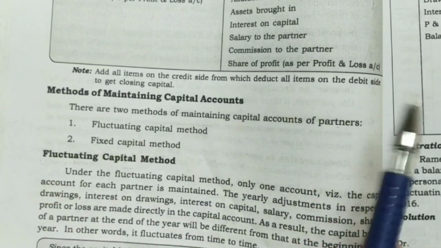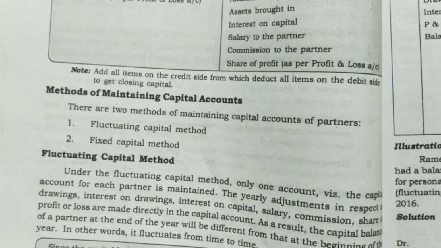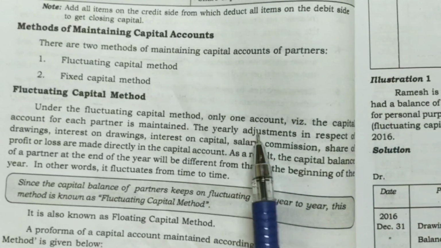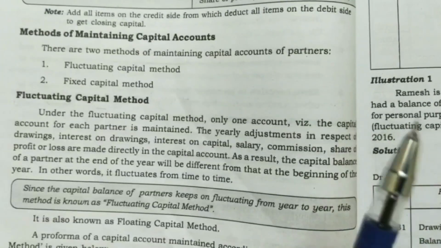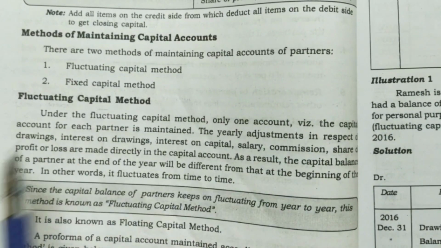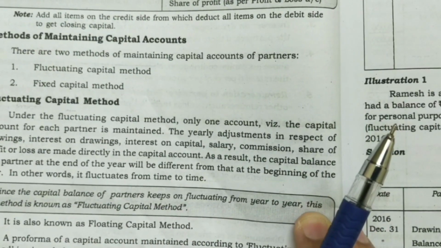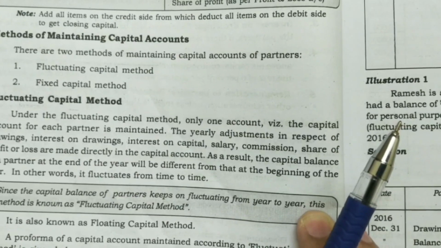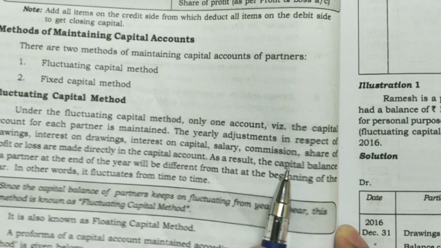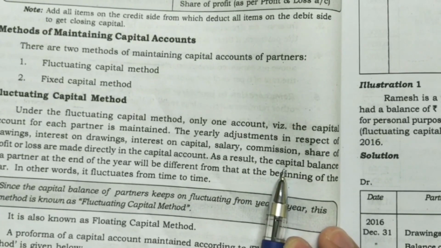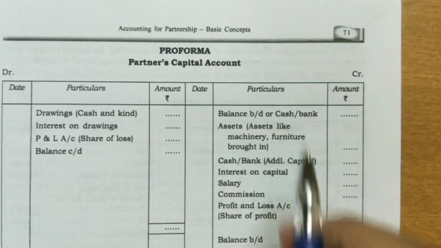So what is the feature of fluctuating capital method? There will be only one account prepared under this method. All adjustments such as drawings, interest on capital, salary, commission, share of profit and loss will all be shown under this one account. As a result, the capital balance of a partner at the end of the year will be different from that at the beginning of the year. Since the capital fluctuates from time to time, we call this method fluctuating capital method, and it is also called floating method.